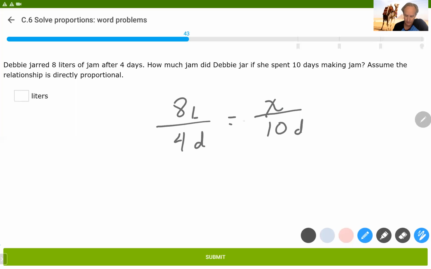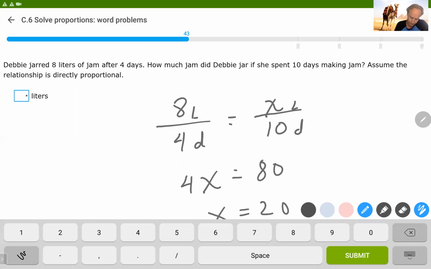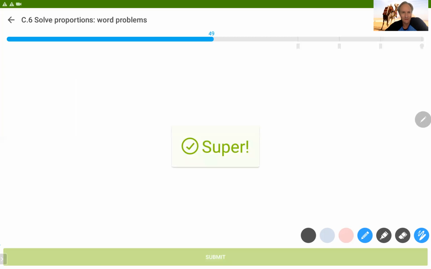But I'm going to go ahead and cross multiply. This is in liters. How much jam? So 4x is equal to 80, and we divide by 4, and we get x is equal to 20 liters of jam. Be careful, they may change the units on us on some of these problems.